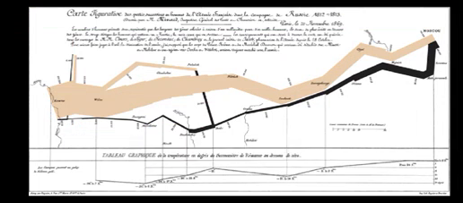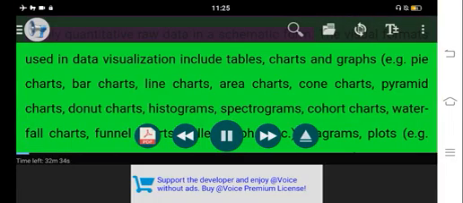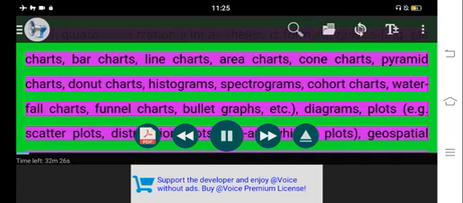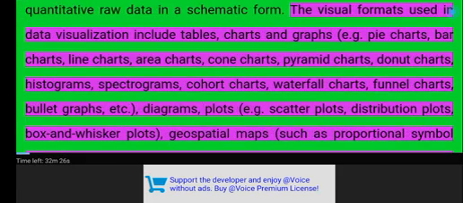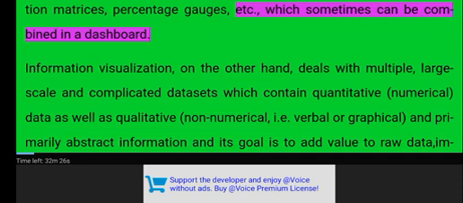Data visualization is concerned with visually presenting sets of primarily quantitative raw data in a schematic form. The visual formats used in data visualization include tables, charts and graphs, e.g. pie charts, bar charts, line charts, area charts, cone charts, pyramid charts, donut charts, histograms, spectrograms, cohort charts, waterfall charts, funnel charts, bullet graphs, etc., diagrams, plots, e.g. scatter plots, distribution plots, box and whisker plots, geospatial maps such as proportional symbol maps, choropleth maps, isopleth maps and heat maps, figures, correlation matrices, percentage gauges, etc., which sometimes can be combined in a dashboard.